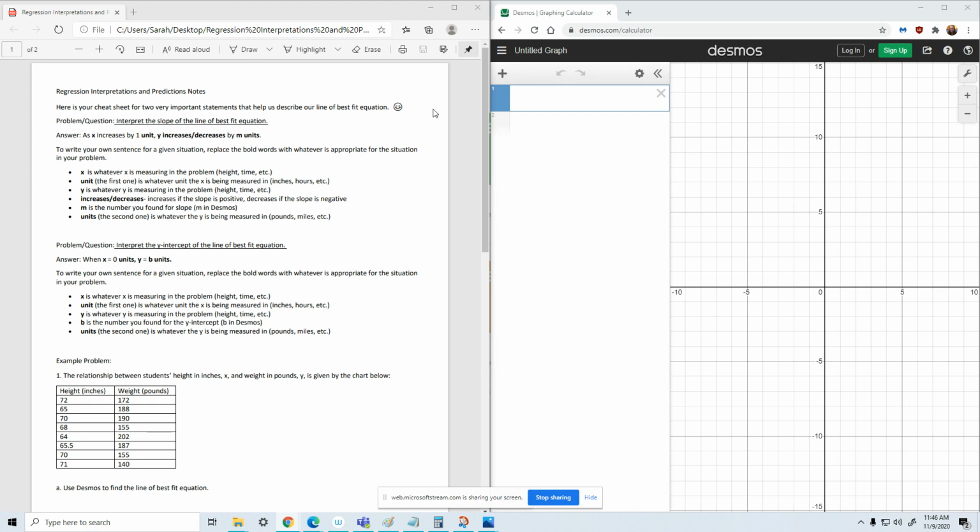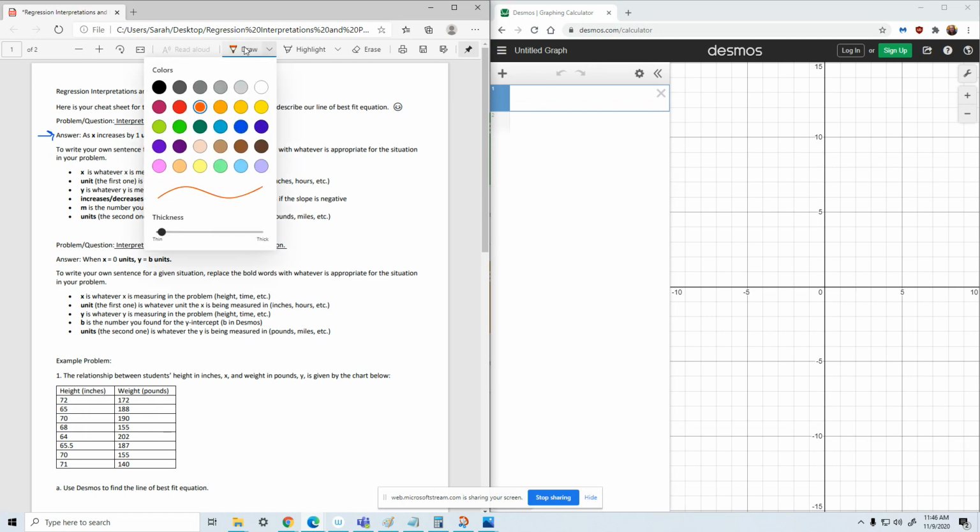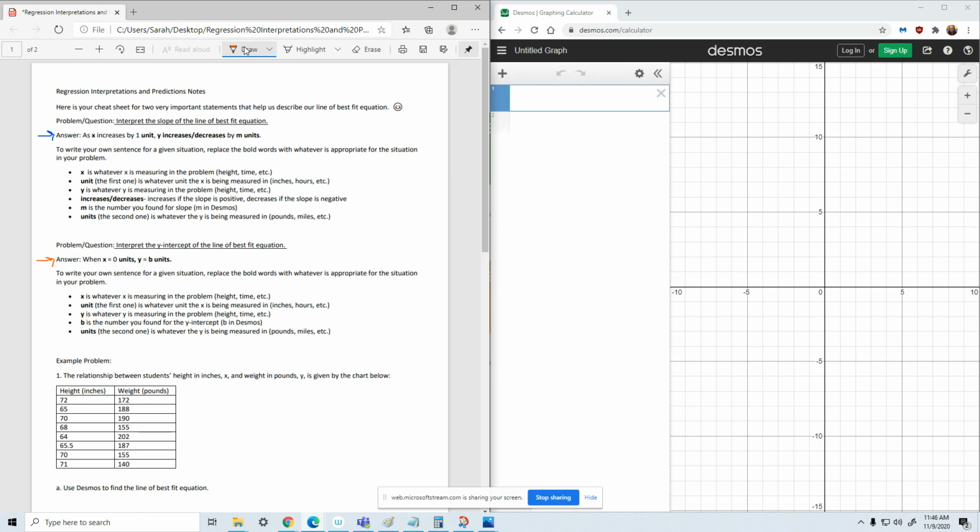These interpretations, your answers are going to be sentences, which are the sentence I have right here and the sentence I have right here. Notice that there's a lot of bold words in both of these sentences. The bold words get replaced with what I have underneath here. So let's talk a little bit about these interpretations, and we'll come back to this when we actually have questions that are asking about this.